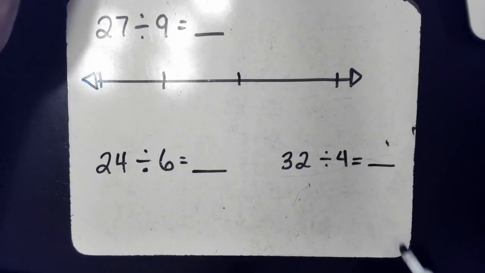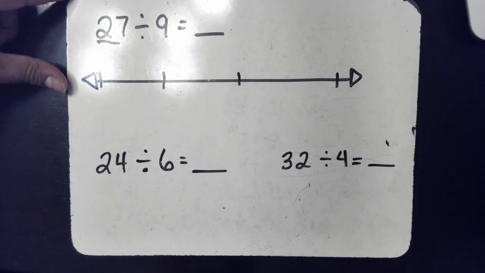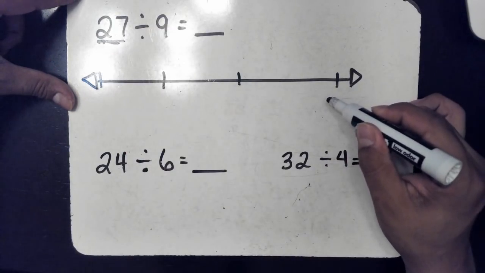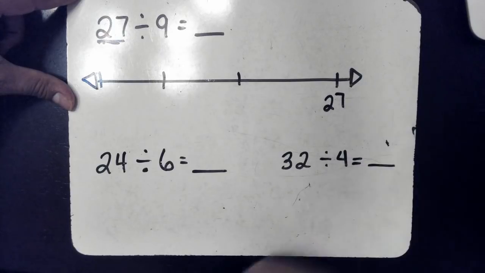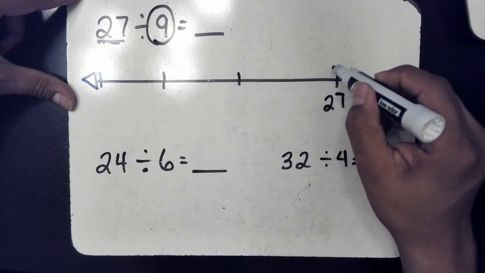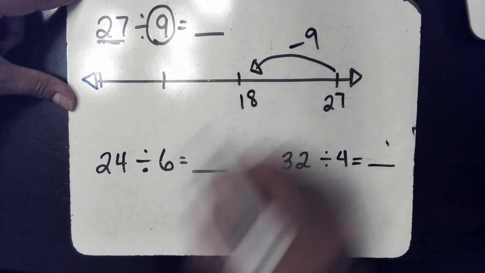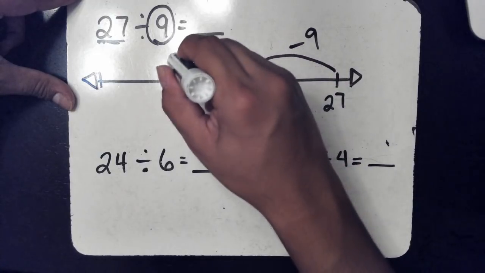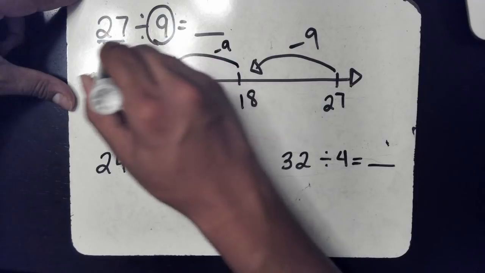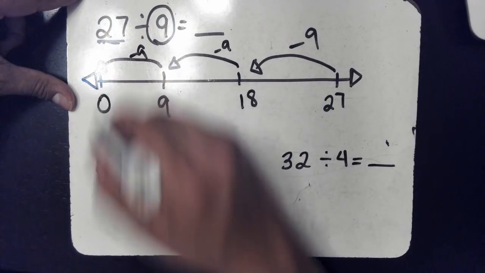Okay, one more problem. 27 divided by 9. So I start with 27, so that's my dividend. And every time I'm going to subtract 9. 27 minus 9 is going to be 18. 18 minus 9, that's going to be 9. And 9 minus 9, 0.